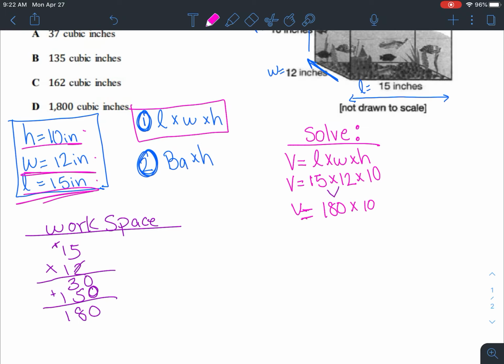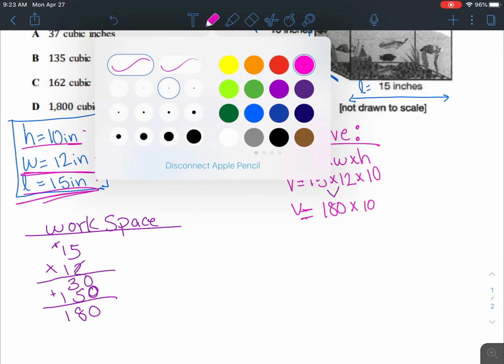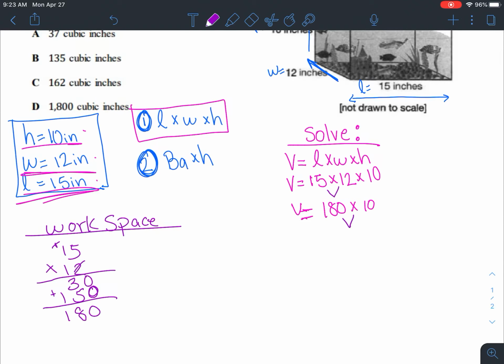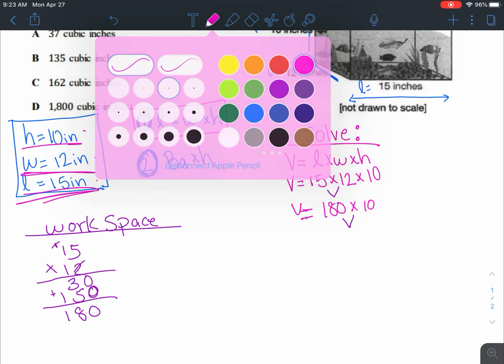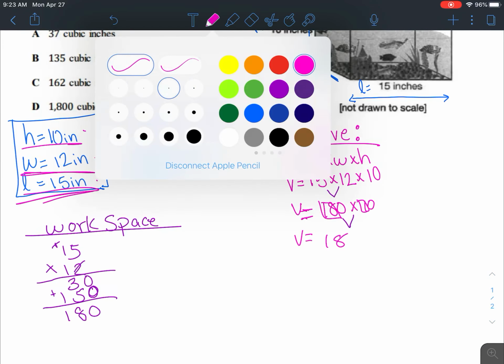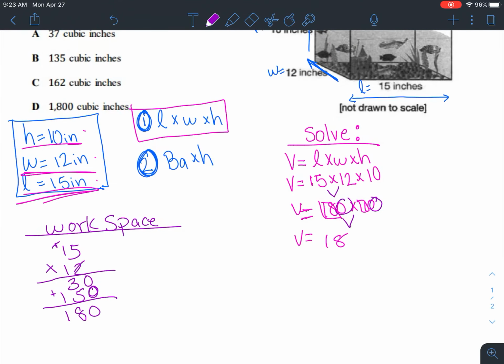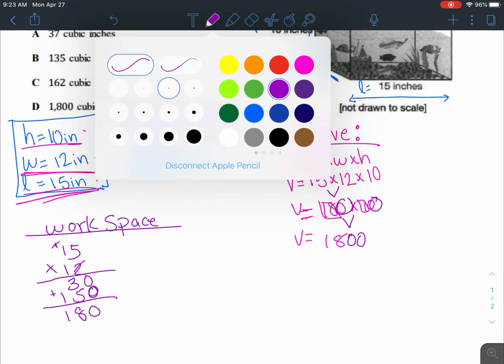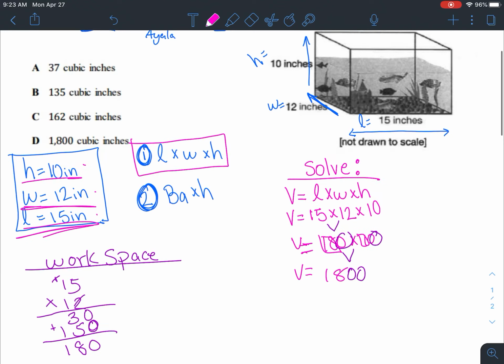So now the last thing I have to do is 180 times 10. And we can use our knowledge of placeholders, our knowledge of powers of 10 to actually solve this. I probably don't even need to show this in my workspace. I know that 18 times 1 would give me 18. And I have 2 powers of 10 that I can just add in there. Go ahead and box in your final answer.